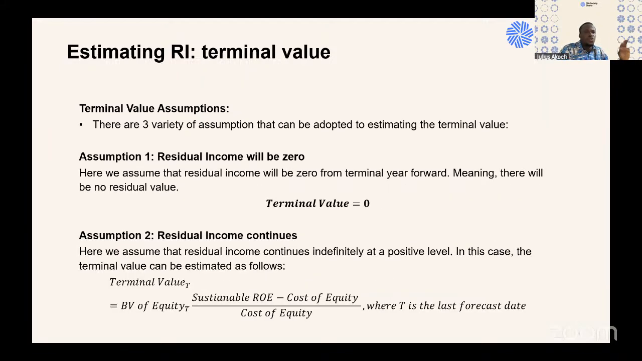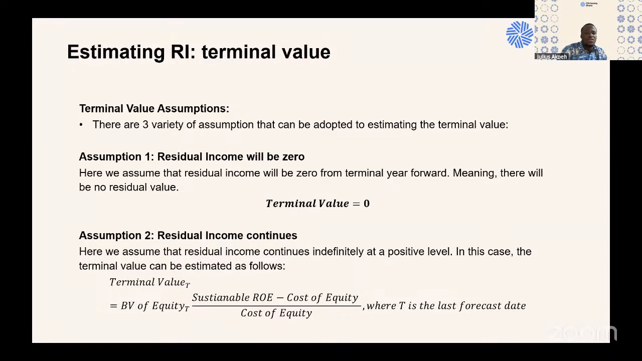Now, so those are the three things I talked about here. The first one, residual income will be zero. So here we assume the residual income will be zero from the terminal year forward. That's the end of the explicit forecast period, meaning there will be no residual income going forward. In other words, the terminal value, where we forecast up to, let's say, 2029, and from 2030 going, since the business is a going concern, we discount all those future residual income at the end of 2029. We call that the terminal value. That's going to be zero because there will not be any residual income going forward, right?